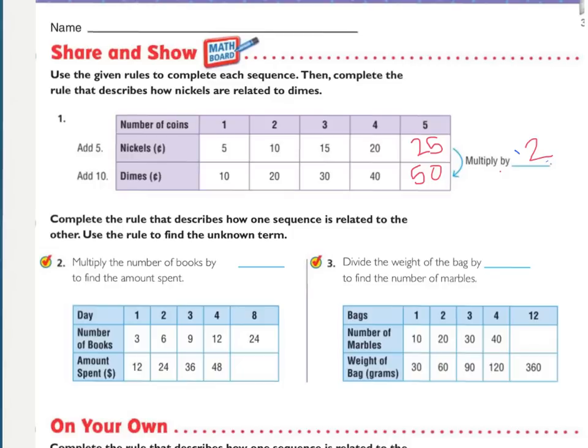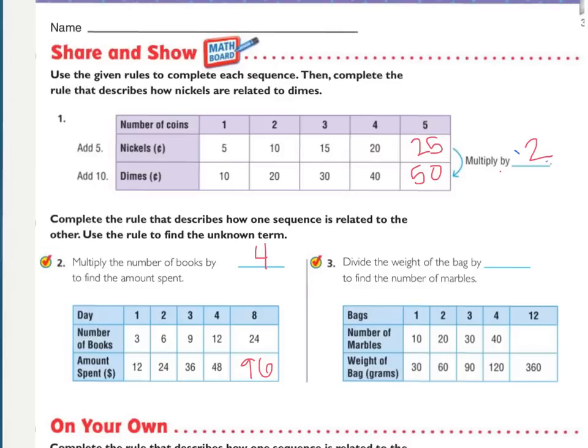Number 2, complete the rule and then find the missing term. So, multiply the number of books by blank to find the amount spent. Okay, so we're looking at the number of books, 3 to 12. 3 times something equals 12. 6 times something equals 24, 9 times something equals 36. Well, starting at the lowest numbers, I know 3 times 4 equals 12. 6 times 4, 24? Yep, 9 times 4 is 36. I think we got it. So you multiply times 4. Now, for day 8, because you notice they skipped, we're looking for day 8, 24 books, you multiply that times 4. And you should have come up with 96.